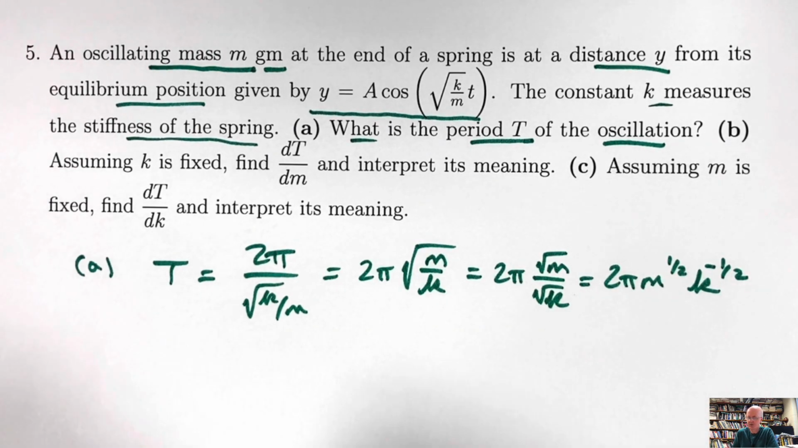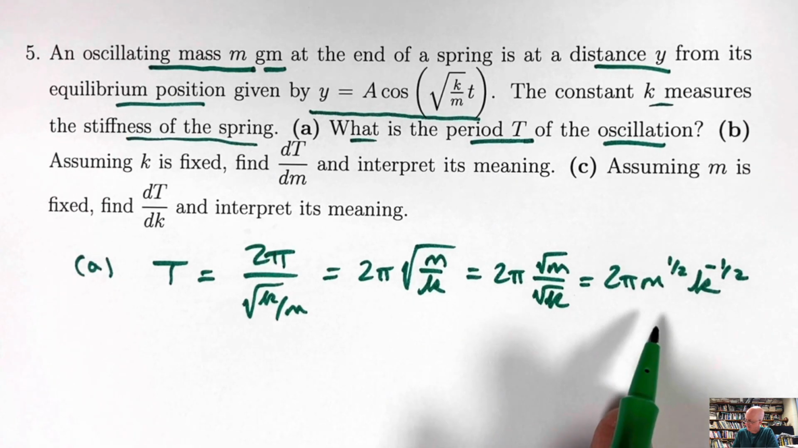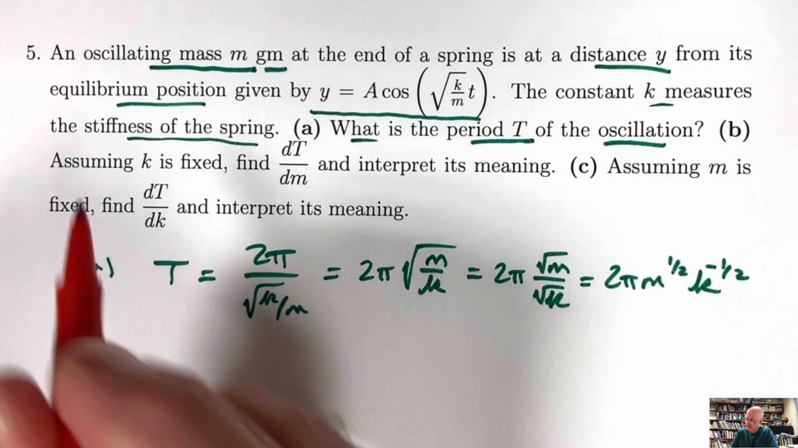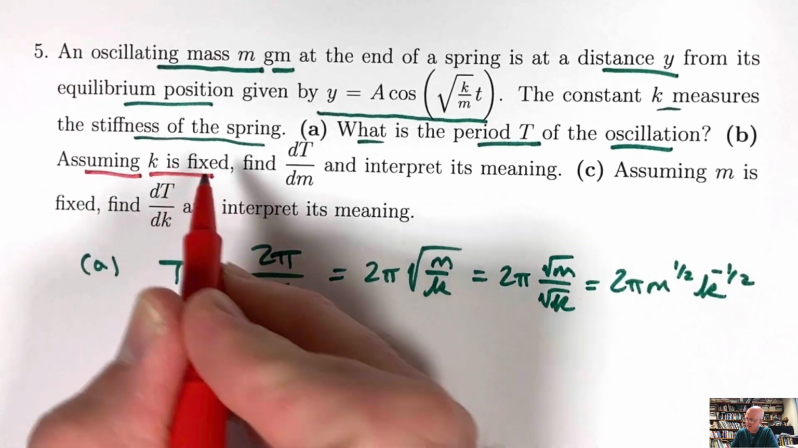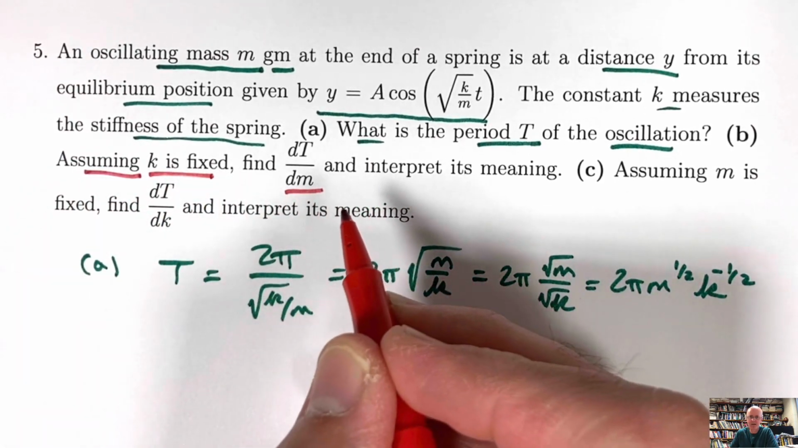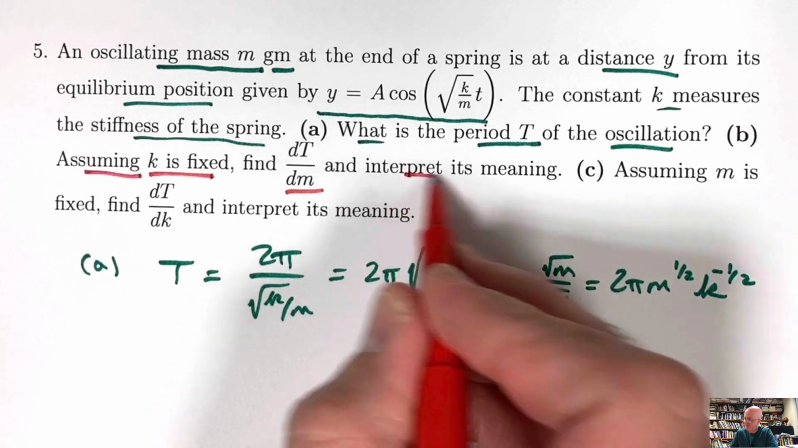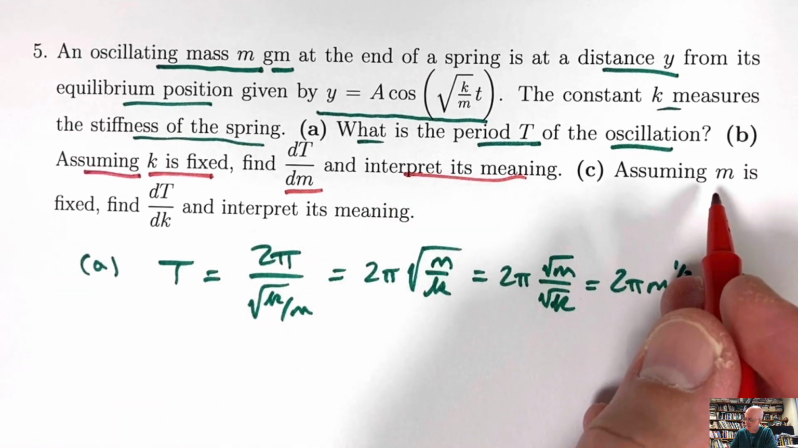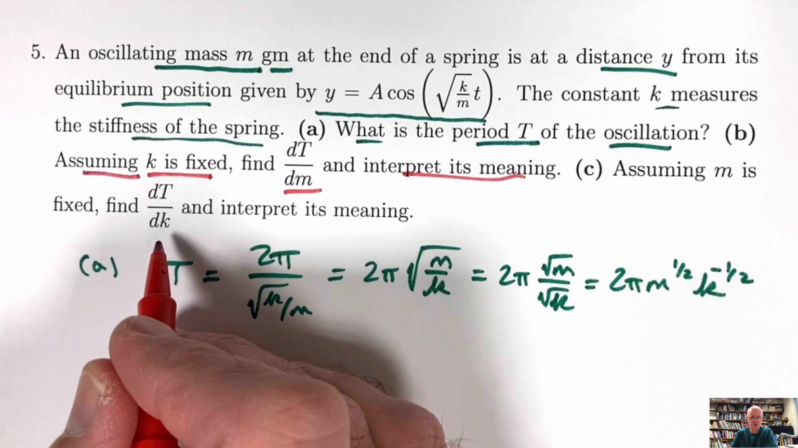So we're not going to take derivatives of trig functions in B and C. Instead, we're going to take derivatives of this function. But wait a minute. What are the variables? You can see in part B, we're assuming k is fixed, and we're finding the derivative of T with respect to m and interpreting its meaning. And in C, we're going to do the opposite. We're going to assume m is fixed and find the derivative with respect to k.